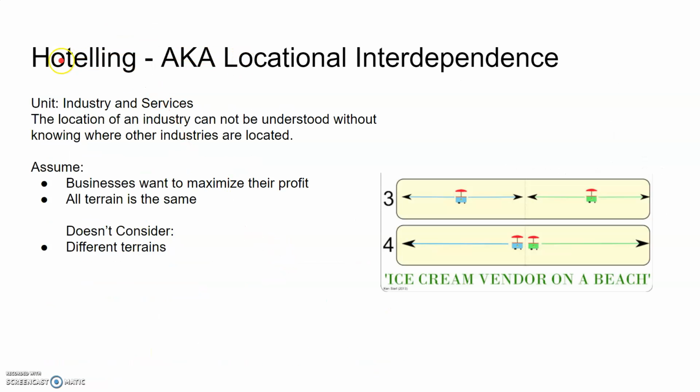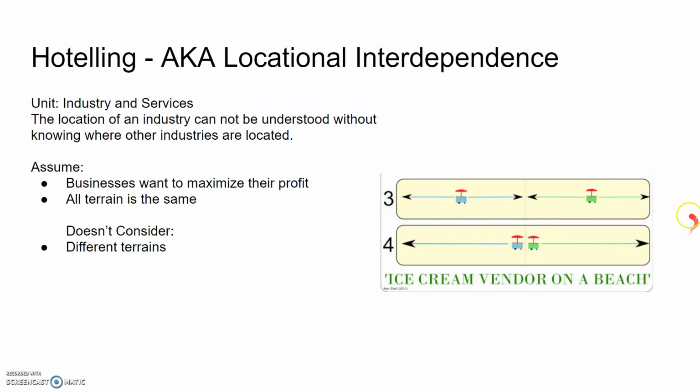So the next model is the Hotelling model. This is also known as the locational interdependence model, and this is talking about how businesses need to know where other businesses are in order to place their own business.